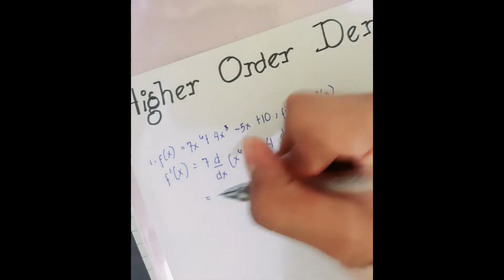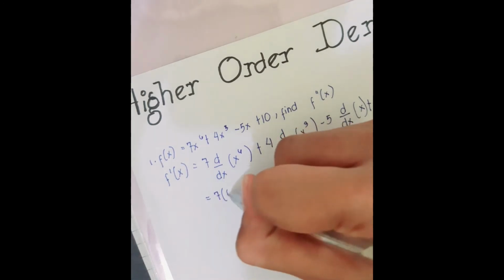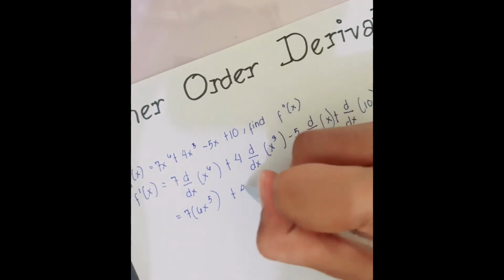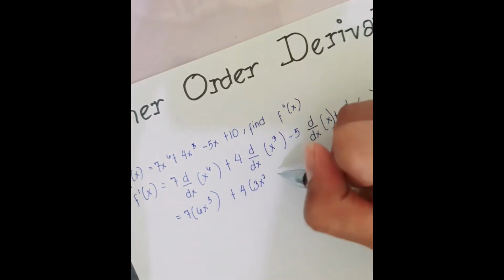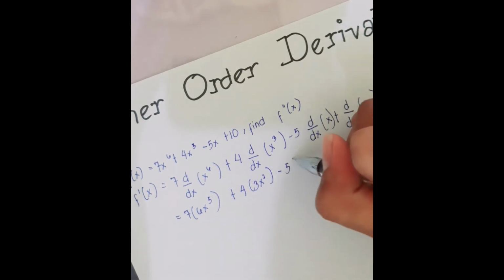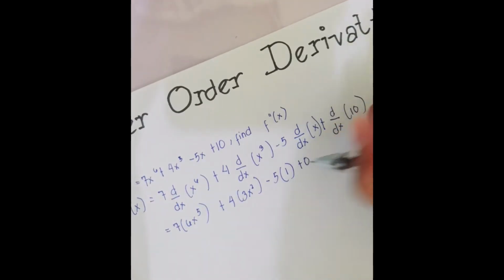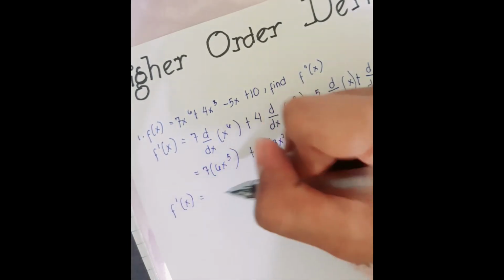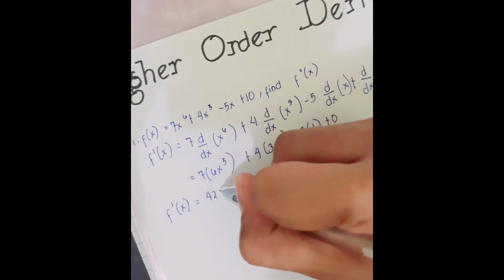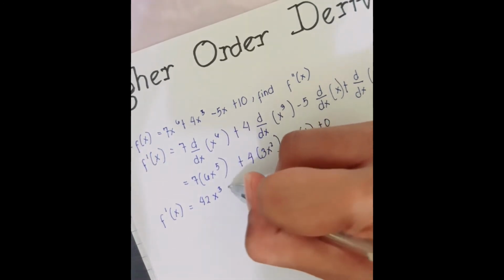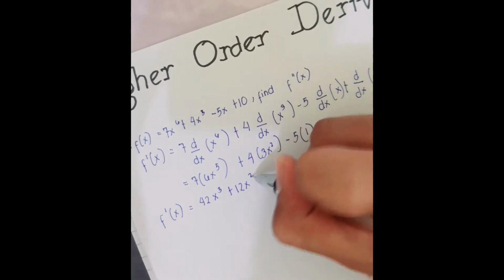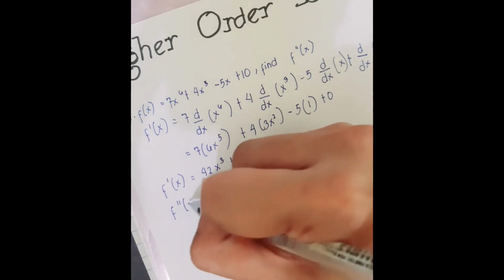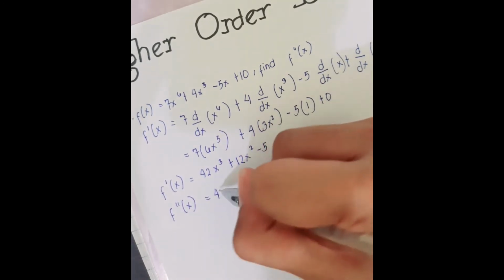To simplify, let's have 7 times 6x to the power of 5 plus 4 times 3x squared minus 5 times 1 plus 0. So the first derivative is equal to 42x to the power of 5 plus 12x squared minus 5.